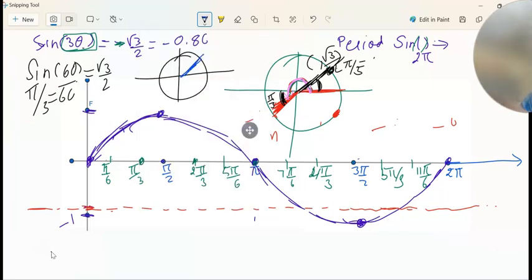This is 60, another 60 will be here, another 60 here. So there are six 60s: 1, 2, 3, 4, 5, and 6. So there are six pi by 3s. So now that means from here to here, there will be 7 pi, sorry, this will be 4 pi by 3 here.